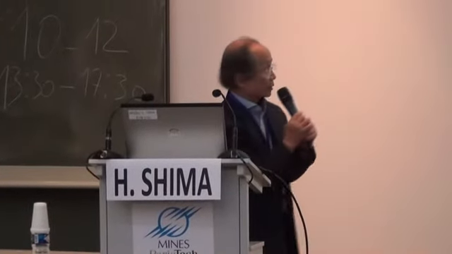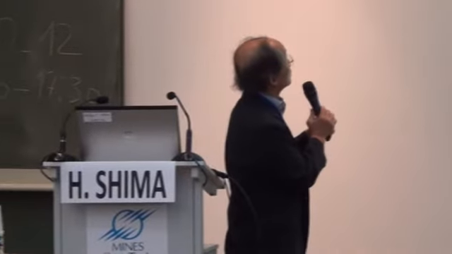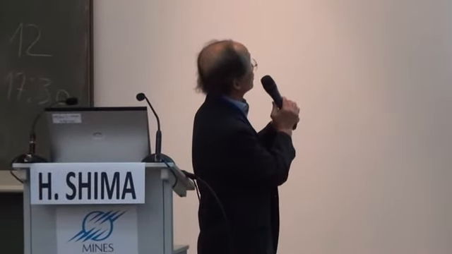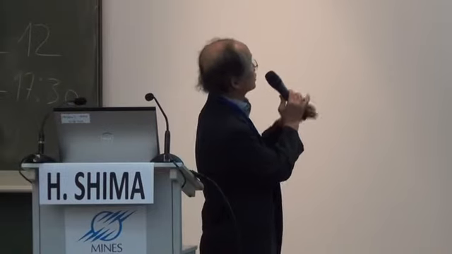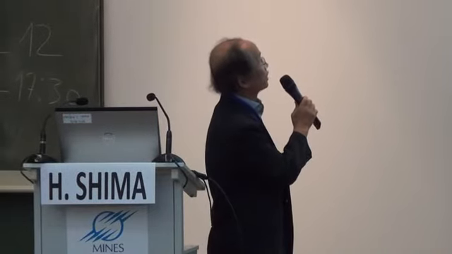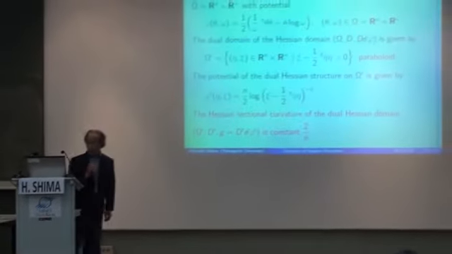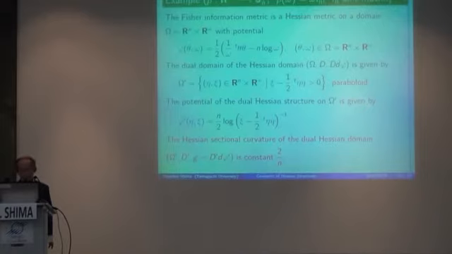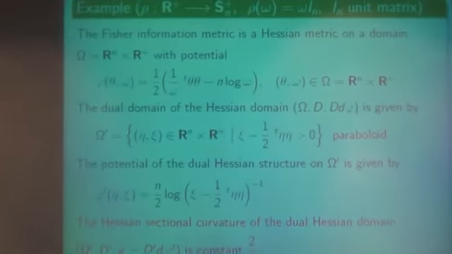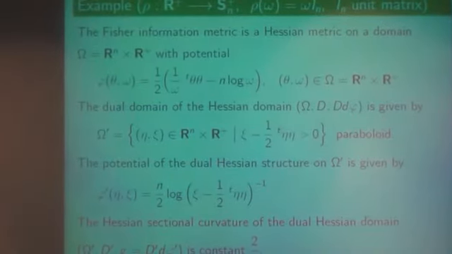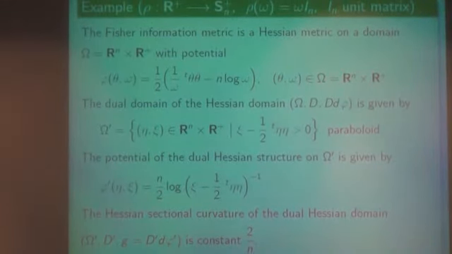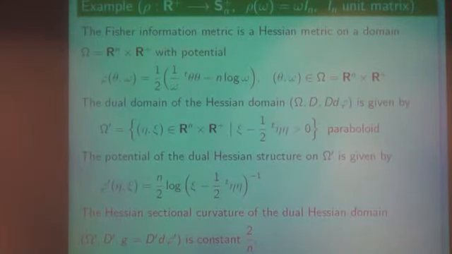Moreover, the following is a simple example. Let ρ be a map from the set of positive numbers to Sym^+_n, defined by ρ(ω) = ωI_n, where I_n is the unit matrix of degree n. The Fisher information metric is a Hessian metric on the domain. The potential is given by φ(θ, ω).